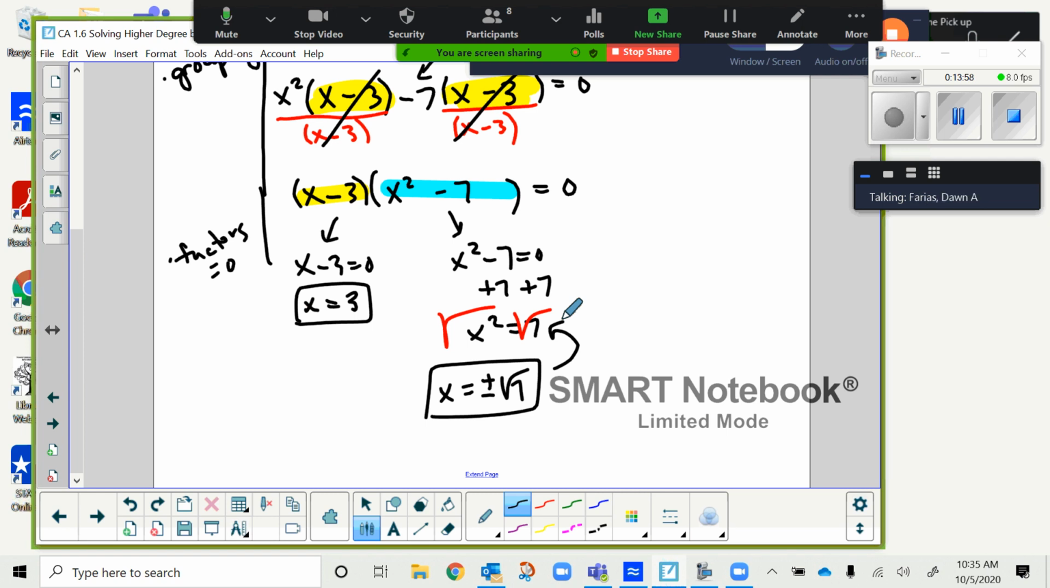And we knew we were going to get 3 solutions because the degree of the original problem was 3. So we have plus or minus rad 7 is 2 answers, and then x equals 3 is the third answer.